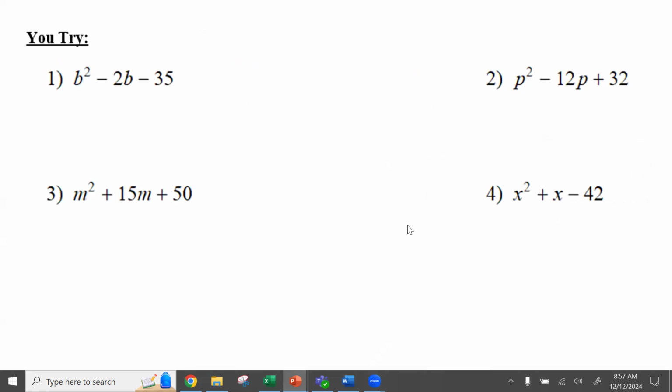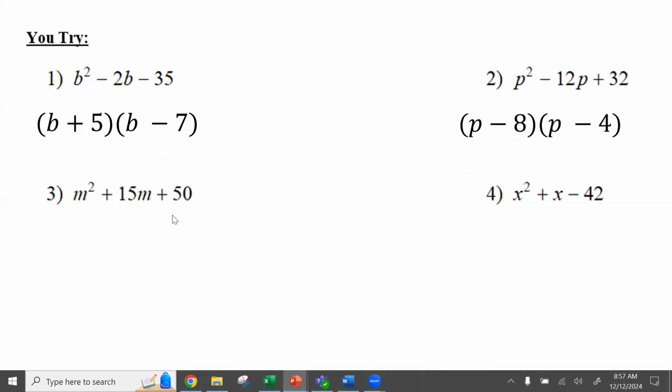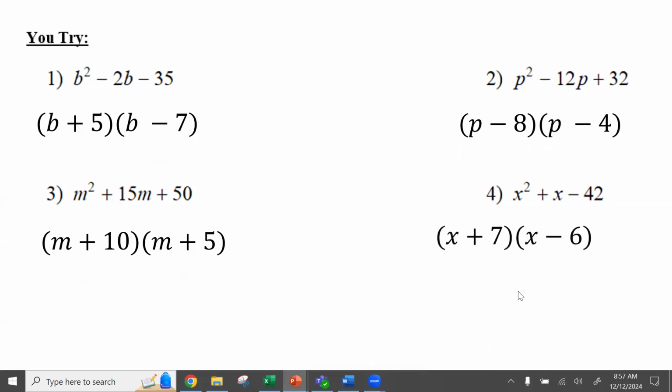All right, go ahead, try the you try examples. Pause the video. All right, here we go. Different signs. We need factors of 35 that have a difference of 2. Boom. Factors of 32 that add to give you 12 would be 8 and 4. Factors of 50 that add to give you 15 are 10 and 5. Factors of 42 that subtract to give you 1 are 7 and 6.